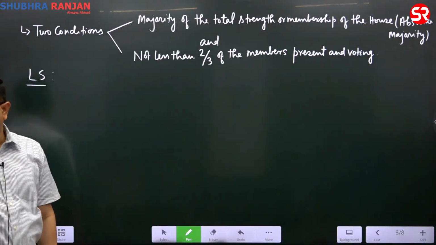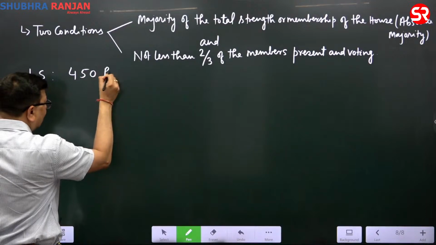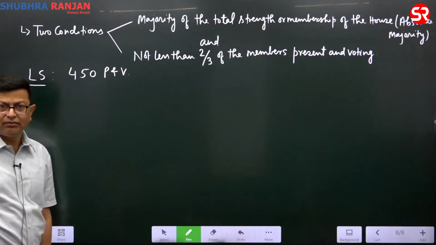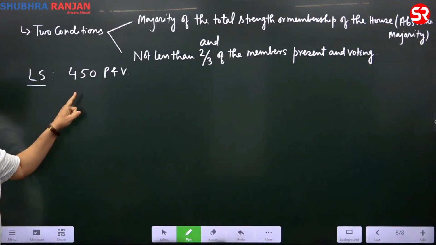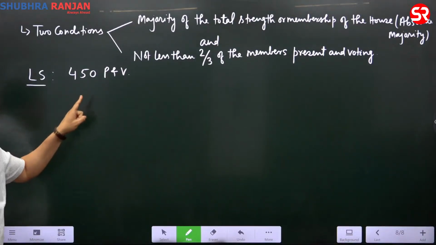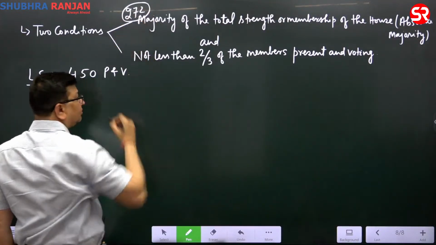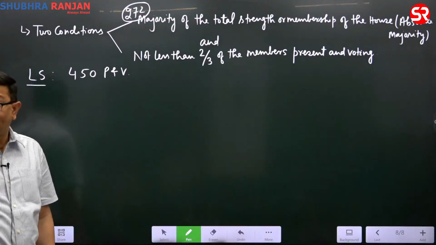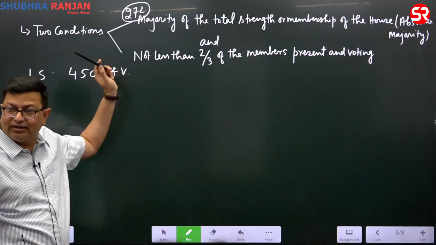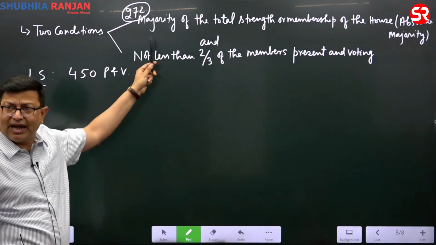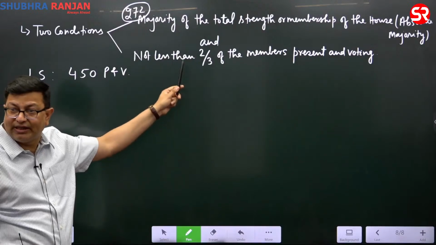Now suppose in the Lok Sabha 450 members are present as well as voting. So here, when 450 members are present and voting in the Lok Sabha, the first requirement is 272. Why? Because in the Lok Sabha, 272 is the absolute majority. This is fixed, so this number has to be there. Means this many people must be supporting the bill which requires this majority.